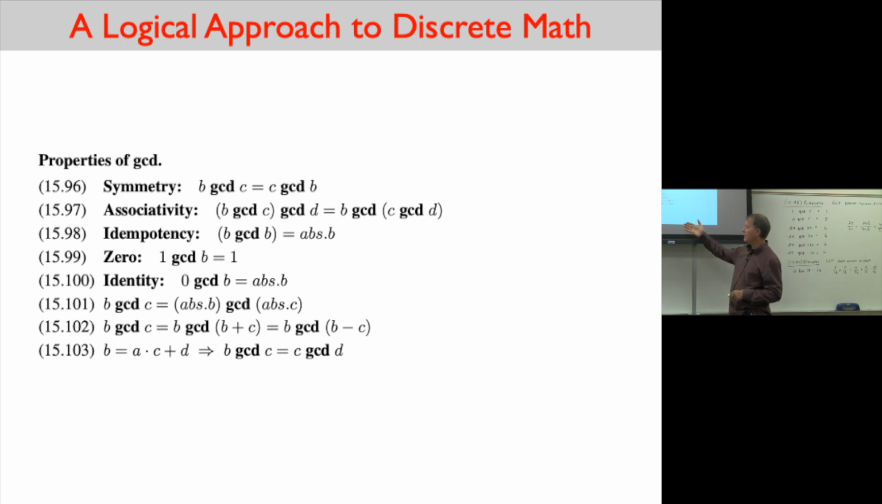And then B equals A times C plus D implies B GCD C equals C GCD D. Ooh. Yeah, that is interesting.